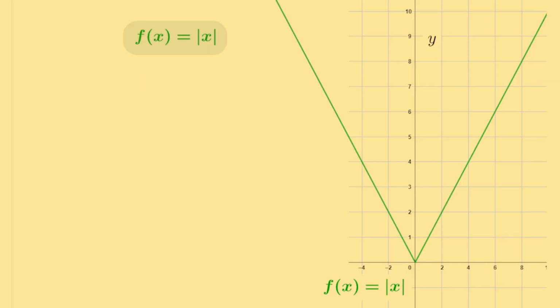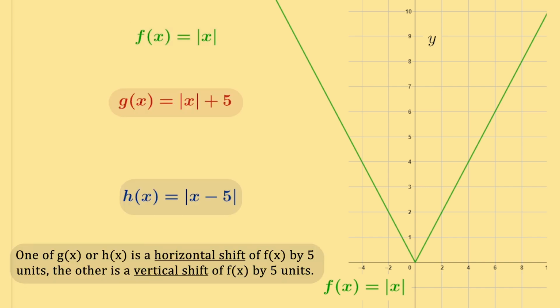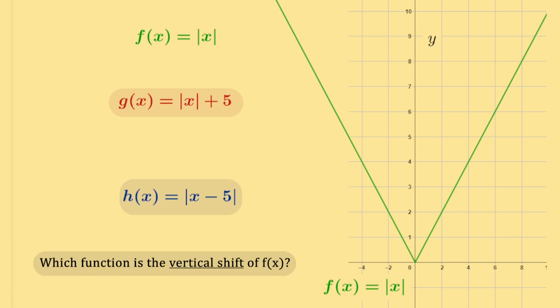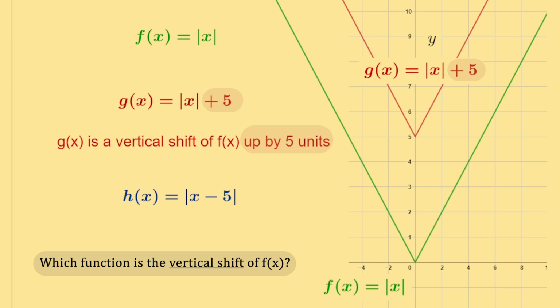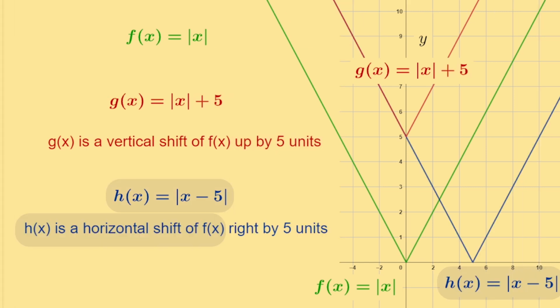Consider the function f of x equals the absolute value of x. Here are two examples where the function is shifted 5 units either vertically or horizontally. Which one is the vertical shift? Well, the one with the 5 outside the absolute value function is the vertical shift. This function shifts the absolute value of x graph up 5 units. This one shifts the absolute value function to the right 5 units.